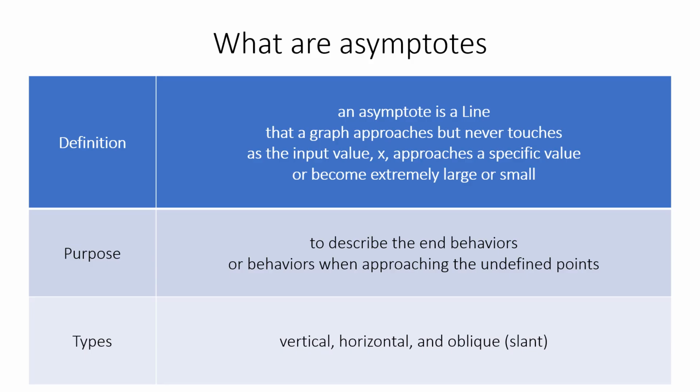So first, what are asymptotes? An asymptote is a line that a graph approaches but never touches as the input value x approaches a specific value or becomes extremely large or small. Its purpose is to describe the end behaviors or behaviors when approaching the undefined points. There are many types of asymptotes, including vertical ones, horizontal ones, and oblique ones.